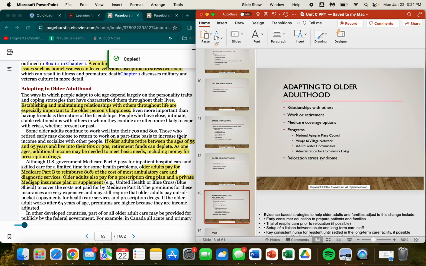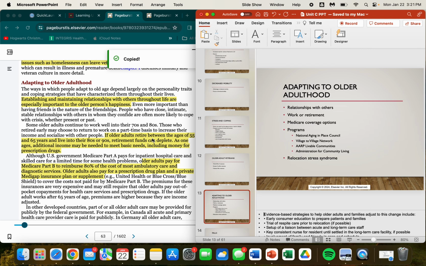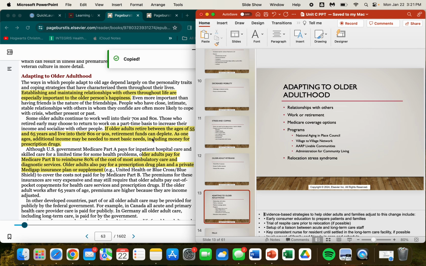Our book talks about adapting to older adulthood and how we help our patients adapt. What we want to do as nurses is use evidence-based strategies to help older adults and families adjust to the change of aging adulthood. So we want to help our patients establish and maintain relationships with others that are important to them. A lot of times, work is an important facet of your life for a very long time. We want our patients to engage in work.